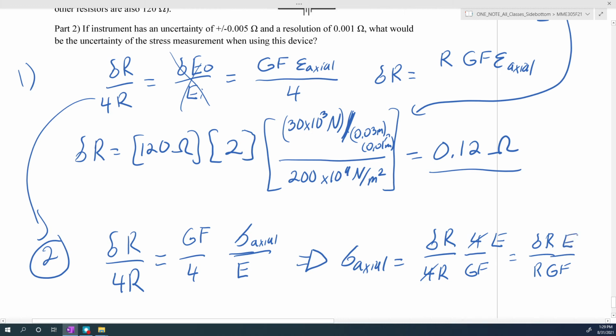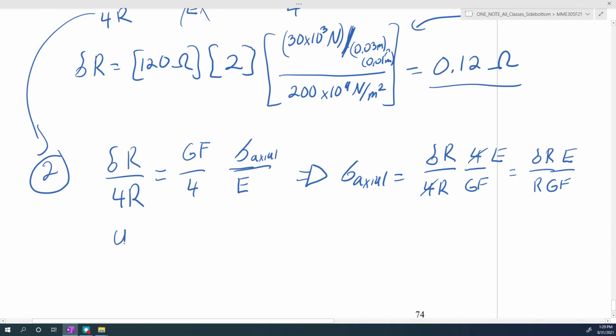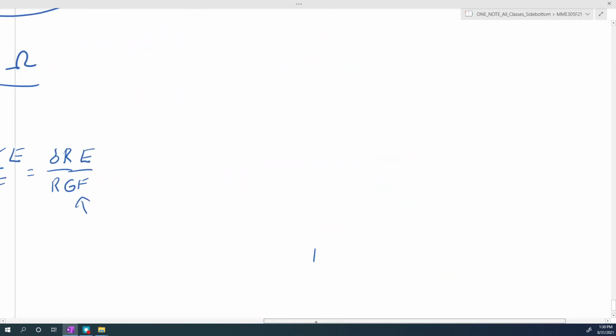So we can say that the uncertainty in our stress we can define as the partial derivative of our axial stress with respect to the delta R measurement, times the uncertainty in our resistance measurement. So we're going to take the partial derivative of this term with respect to delta R. That's really simple. It just becomes 1 times E over R GF.